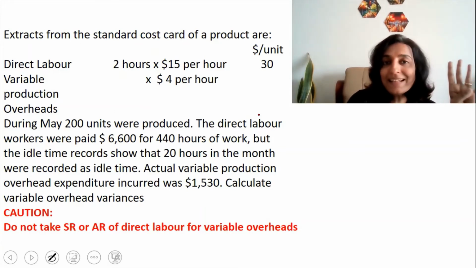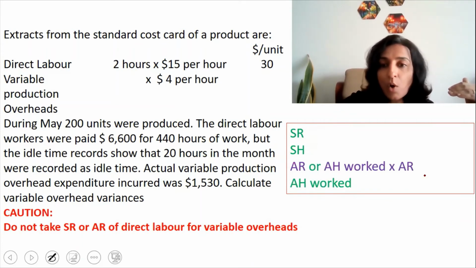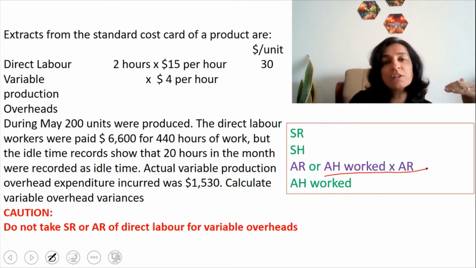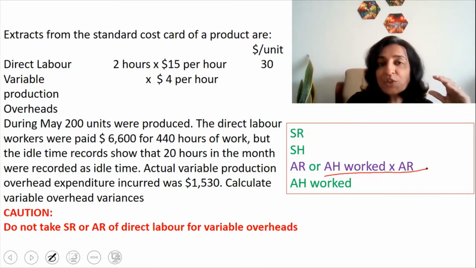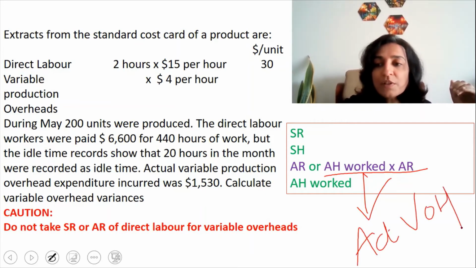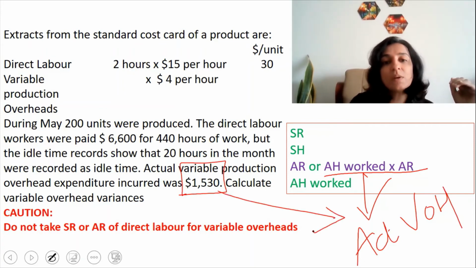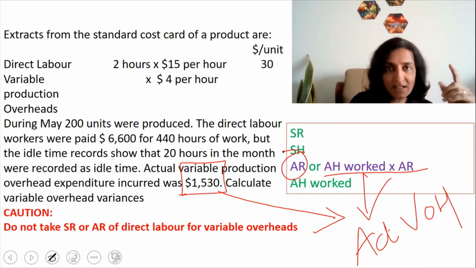The details that we need for tackling the problem: standard rate, standard hours, actual rate, or we could also have actual hours worked into actual rate, because what is actual hours worked into actual rate? That is nothing but the actual variable overheads. Because in most of the questions, the actual variable overheads will be directly given in the question. Now, in this question, it is $1,530. So why take the extra effort to calculate the actual rate? That is why I have mentioned that.